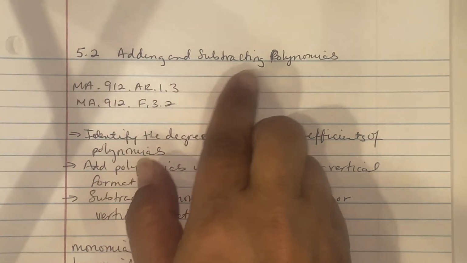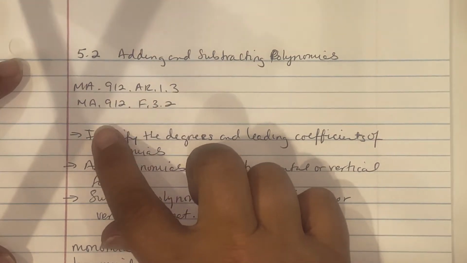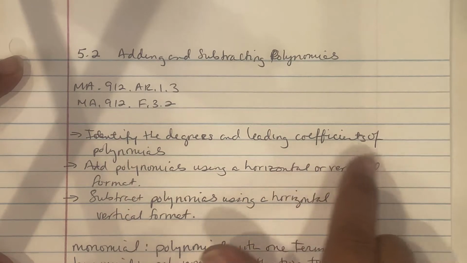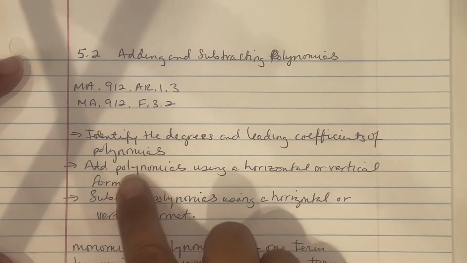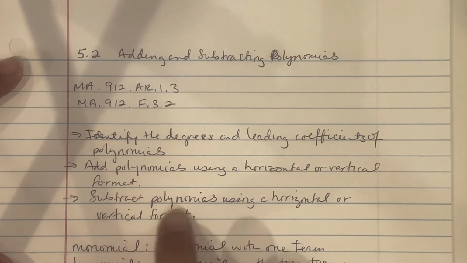5.2, adding and subtracting polynomials. It's MA 912, AR 1.3, and MA 912, F 3.2. So you're going to identify the degrees and leading coefficients of polynomials, add polynomials using a horizontal or vertical format, and then subtract polynomials using a horizontal or vertical format.